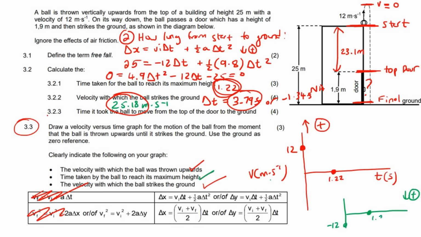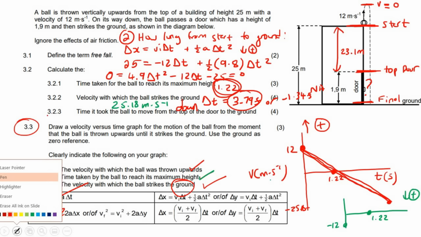Okay, 1.22 seconds. The next one is, what is the velocity when it strikes the ground? Well, that was 25.18. But remember that now it's going 25.18 and it's going down. But on this graph, you chose upwards as positive. So that's going to be a negative 25.18. So your graph would look something like that over there. It's always going to be a straight line, actually, like that.